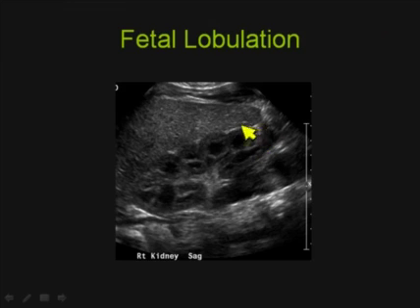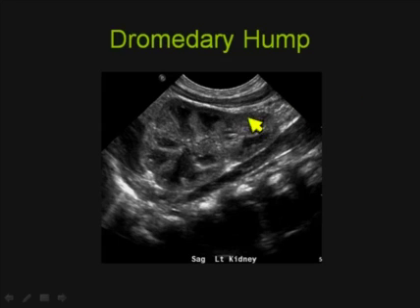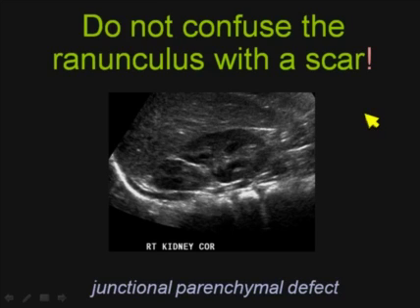Remember that some babies will have lobulation of their kidneys, and this may persist into childhood. This is fetal lobulation. Others may have a very prominent mid-lateral portion of the kidney, particularly on the left side, that has been described as a dromedary hump. Always look for the medullary pyramid within that so that you will know that that is normal renal parenchyma. And don't confuse the ranunculus with a scar.